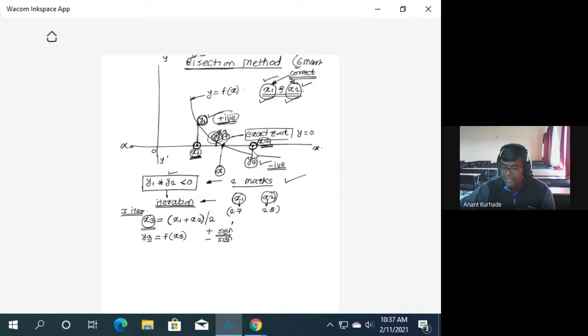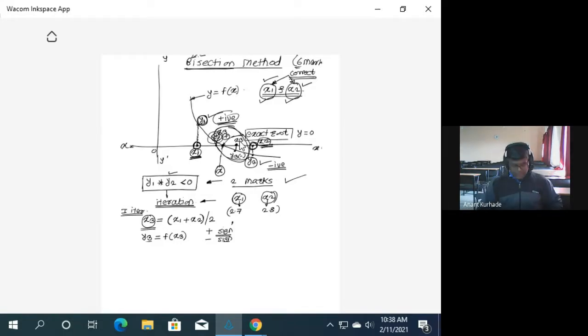For the next iteration, again calculate the value of x3. Let's consider you get the value of x3 here. Again immediately find the value of y3. Now here y3 has a minus sign, and the previous y3 also has a minus sign. So we can see the root lies between these two.